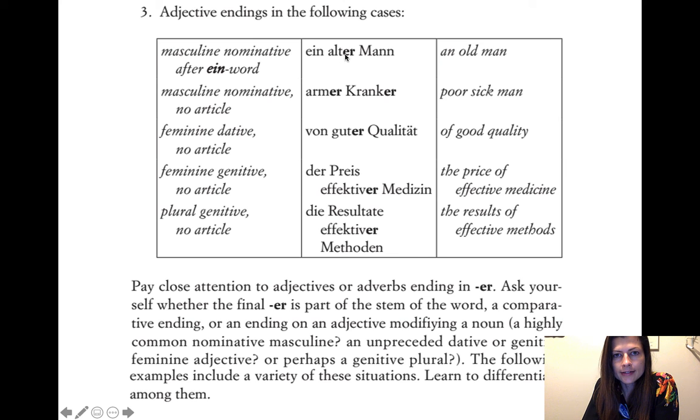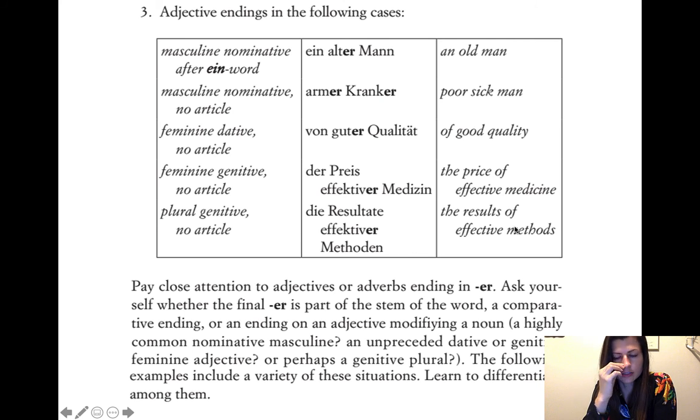So, ein alter Mann, an old man. So this is what we've got, masculine nominative after an ein word, an indefinite article. Ein alter Mann, that's the adjective ending. And then masculine nominative with no article, also the same ending we've got there. Feminine dative with no article has that ending as well. Von guter Qualität, of good quality, dative, feminine. Feminine genitive with no article has that. Der Preis effektiver Medizin, the price of effective medicine, genitive, the "of", and then no article. And then plural genitive, no article, same thing, it matches the feminine. Die Resultate effektiver Methoden, the results of effective methods.